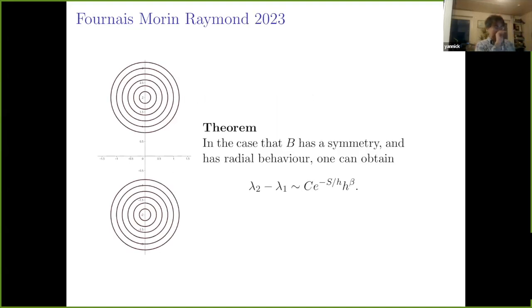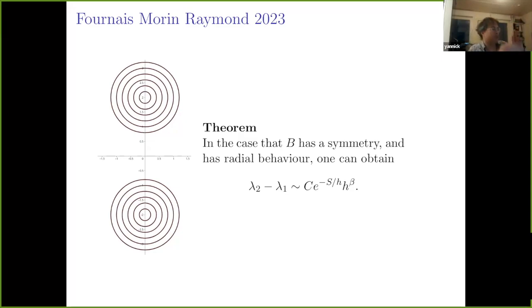As I said before, the only result of quantum tunneling known before, the result I'm going to talk about, is the result by Soren Fournais, Léo Morin, Nicolas Raymond from last year. They have a very special assumption, that the function B is basically constant everywhere, except in two disks. And in those disks, the function is radial. So as you can imagine, this is really not a very generic assumption. Inside of each disk, there's only one minimum, which is attained at the center of the disk. They have to assume that the disks are sufficiently far away.